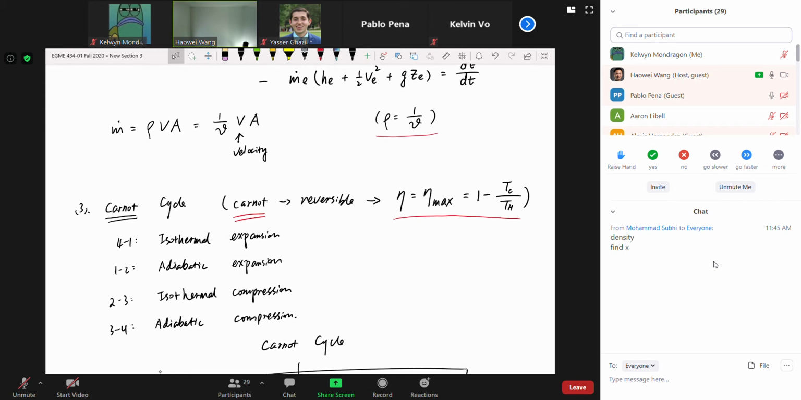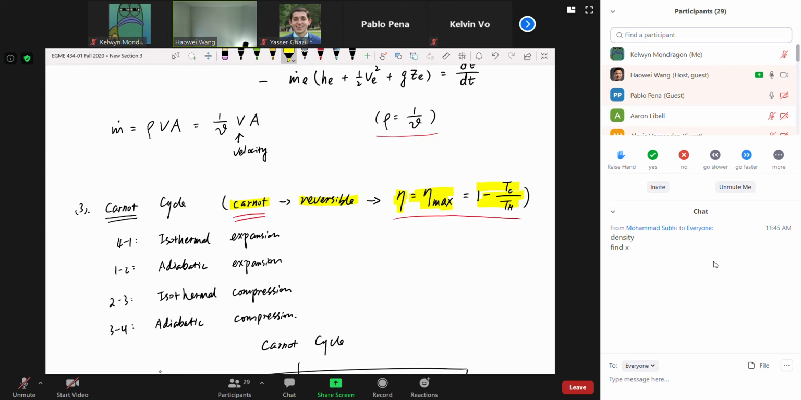Once you see the word Carnot, don't forget there is one hidden equation. If it is Carnot, based on the definition, every single step is reversible. If every single step is reversible, then your actual efficiency eta must be equal to the maximum efficiency you can ever reach. And what is maximum efficiency? 1 minus Tc over Th. So if you see the word Carnot, keep in mind you have this equation to use.